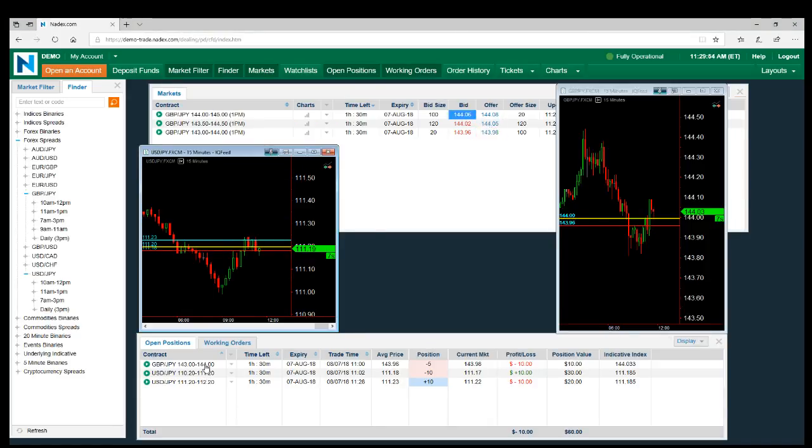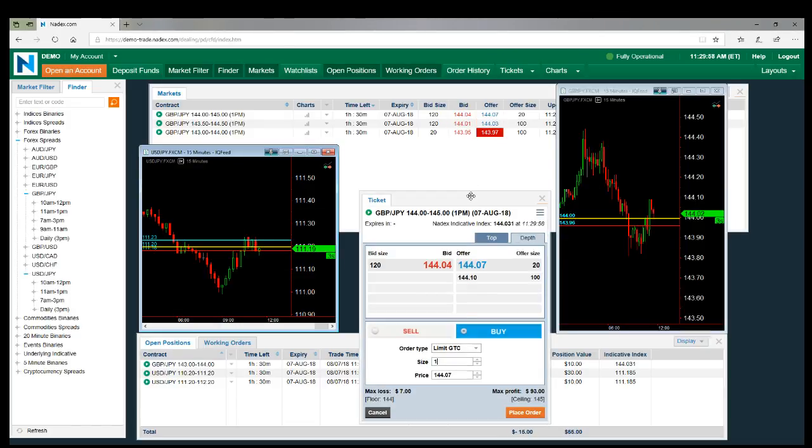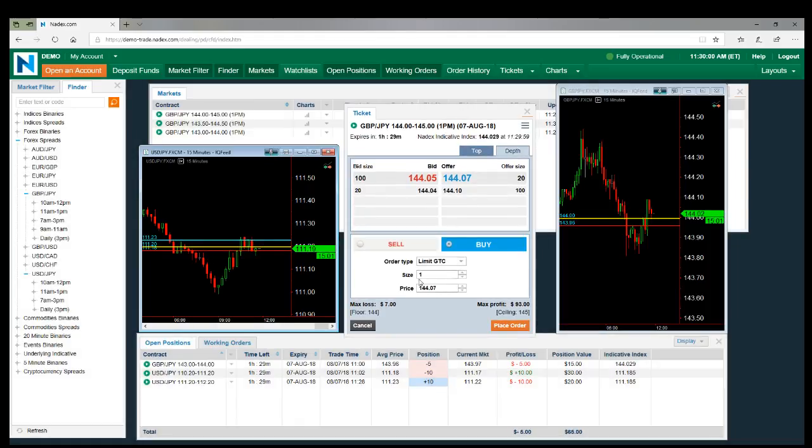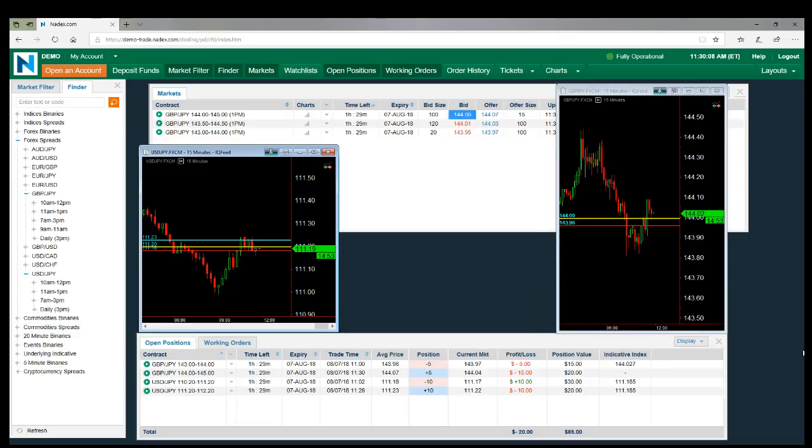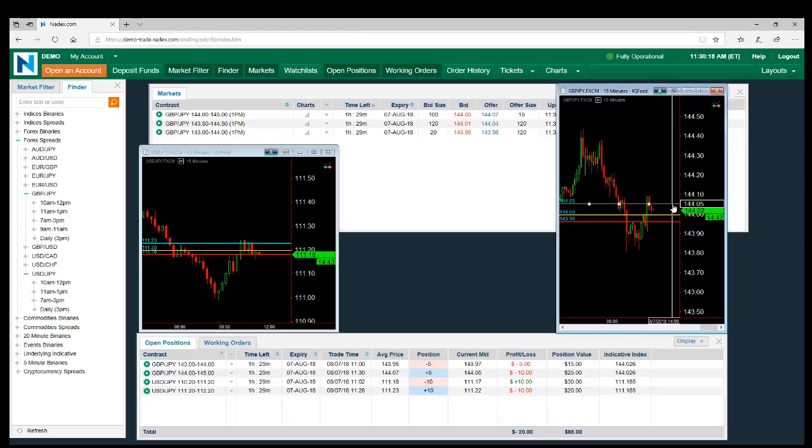Now you also have the potential for it to lose on both sides. Okay, so be aware of that. So for example, I'm going to do 5 here. It's got $7 of risk per contract. Okay, and in this case, my entry price on that side was 144.07.